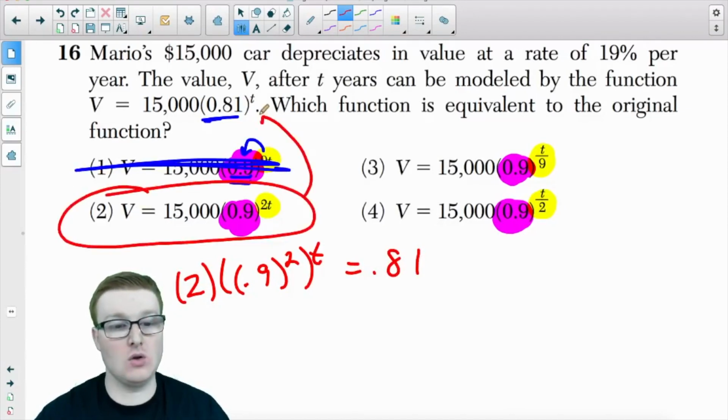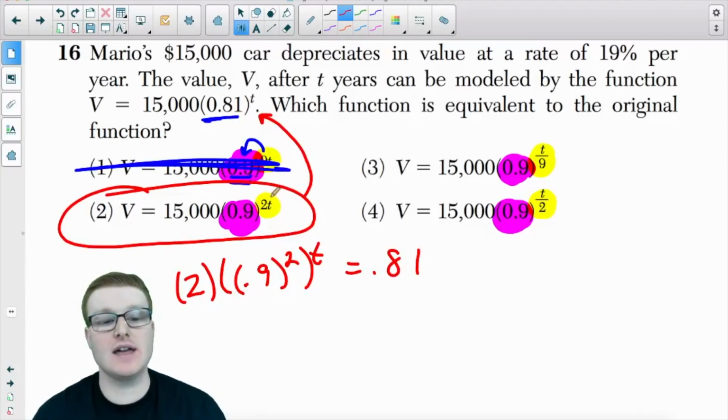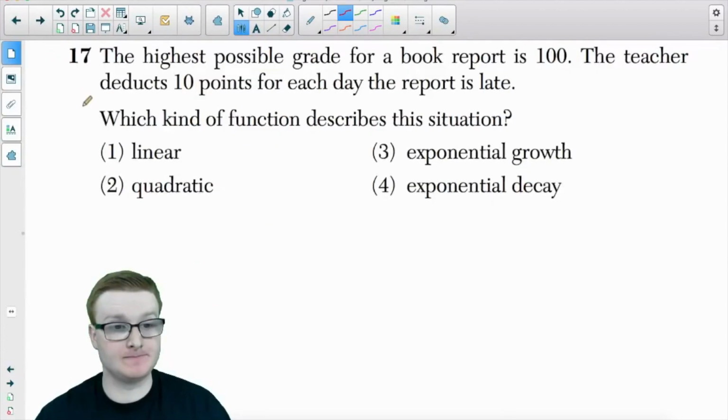As you can see, all they did is they just took that 2, the square, and put it on the outside, and that's the exact same function. The t is still there. It's just that the 2 is outside of this one, and it's inside of this one. That's how you do number 16.